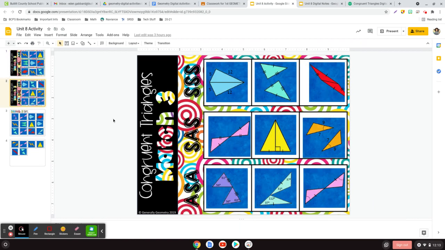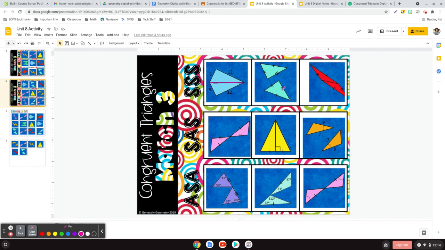On slide 2, we start with side, side, side, and that is simply what it is. All the sides have to be congruent. For this first one, that looks like a paper airplane. We have our two sides, and then we have our reflexive line here that is going to be congruent for both sides.